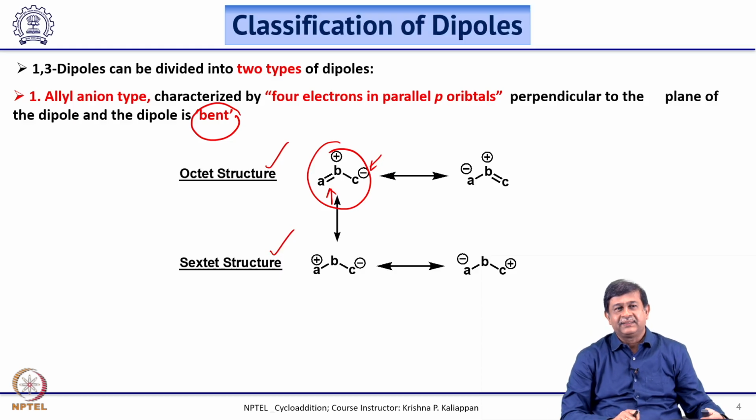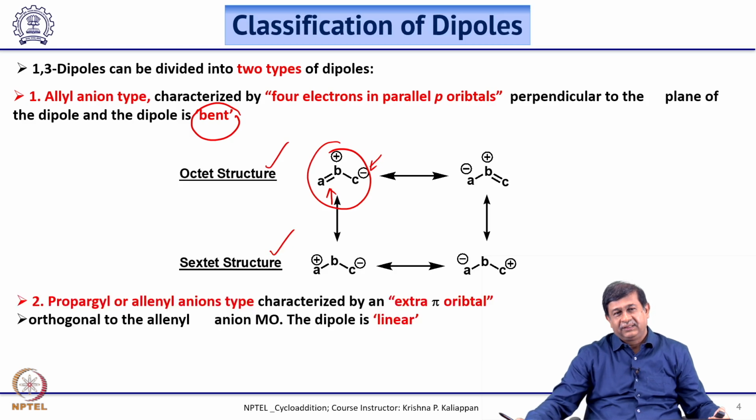The second one is the propargyl type or allenyl type dipole.